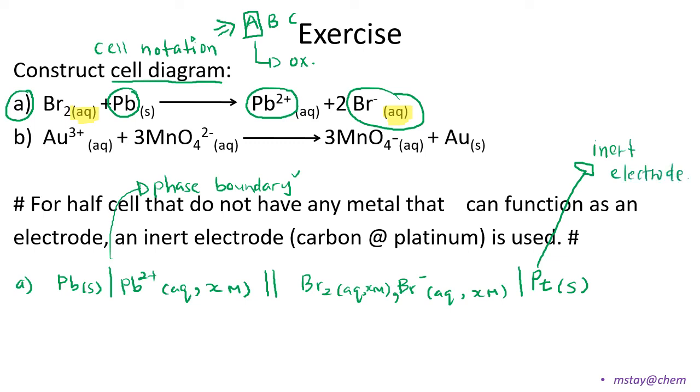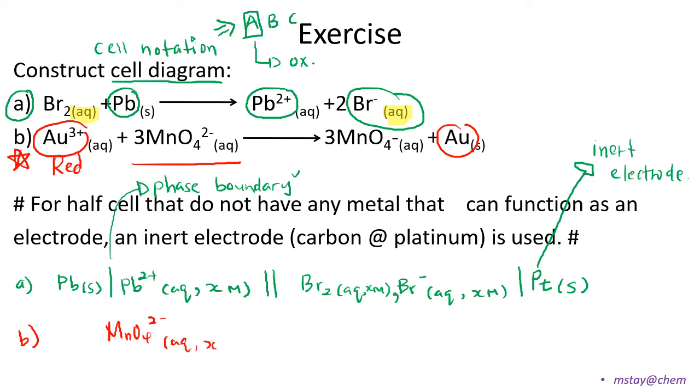Okay, now we're going to do question B. When we look at question B, you will notice that the species that undergoes reduction is Au3+ to Au. Okay, this one undergoes reduction. So in other words, MnO4 2 negative undergoes oxidation. So we're going to start with MnO4 2 negative aqueous X molar.